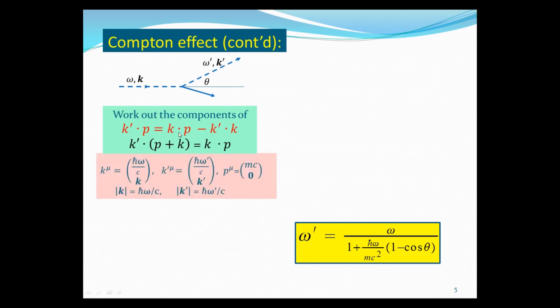Now, writing components, k, the four-momentum vector, has energy h bar omega over c, and then the spatial momentum, whose magnitude is the energy over c. So the energy is, of course, h bar omega, and energy divided by c is the momentum. Same for k prime. For the initial electron momentum, the target is at rest, so it has no three-momentum. It's only energy, which is just mc, or energy over c is mc, so the energy is mc squared.